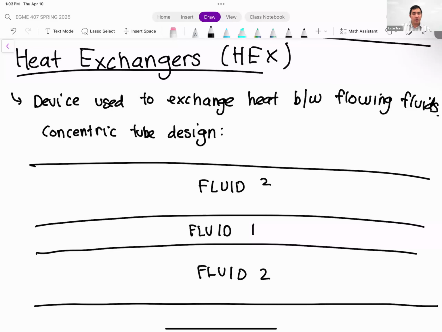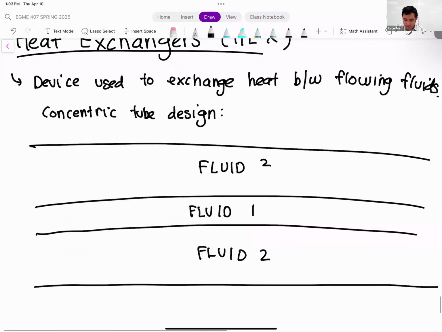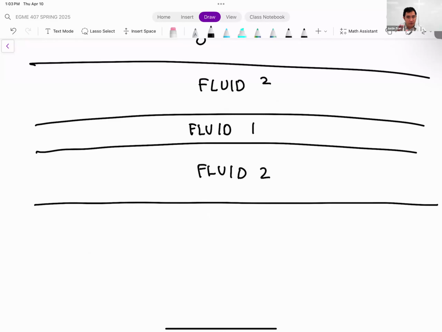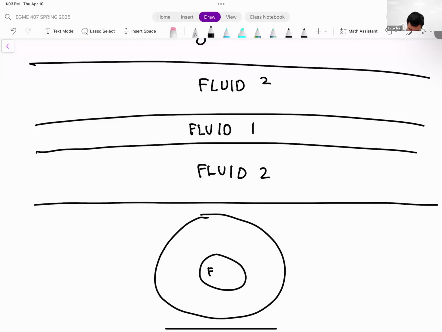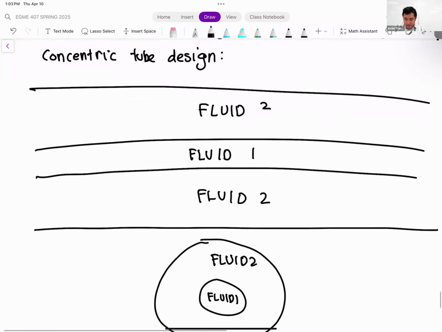I'll draw a figure like this quite a lot in this unit. It's a cross section of the concentric tube. If you took a cross section of the concentric tube heat exchanger, looking from the other way, it would look something like this. Inside here would be fluid 1, and in the outer annulus we have fluid 2. So we have a side view and a down-the-length view of the concentric tube heat exchanger.